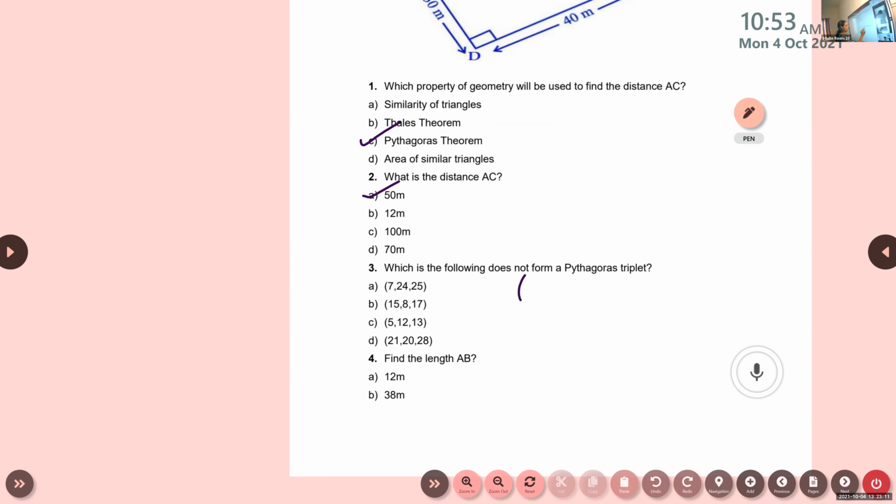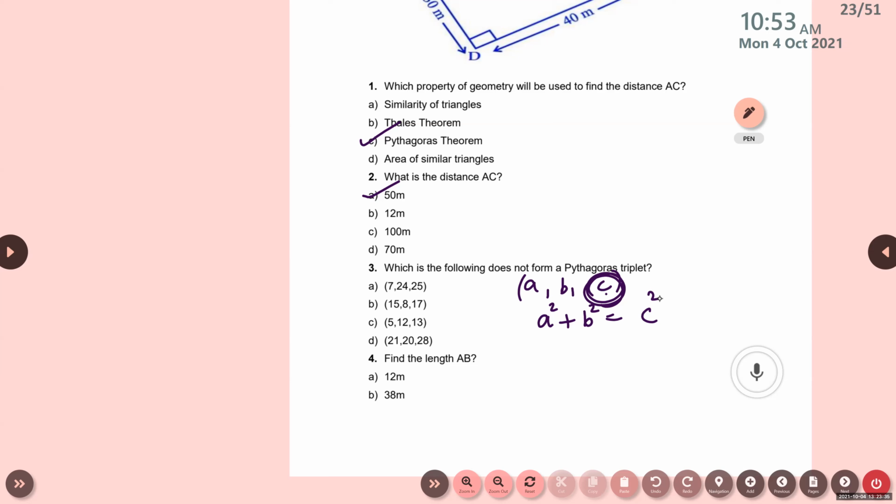Suppose you are given 3 numbers. Suppose C is the largest one. Then how will you check whether it is a Pythagorean triplet or not? The sum of squares of the smaller ones will be the same as the square of the larger one. That means the Pythagorean condition should be satisfied. So answer this one. Which of the following does not form a Pythagorean triplet?